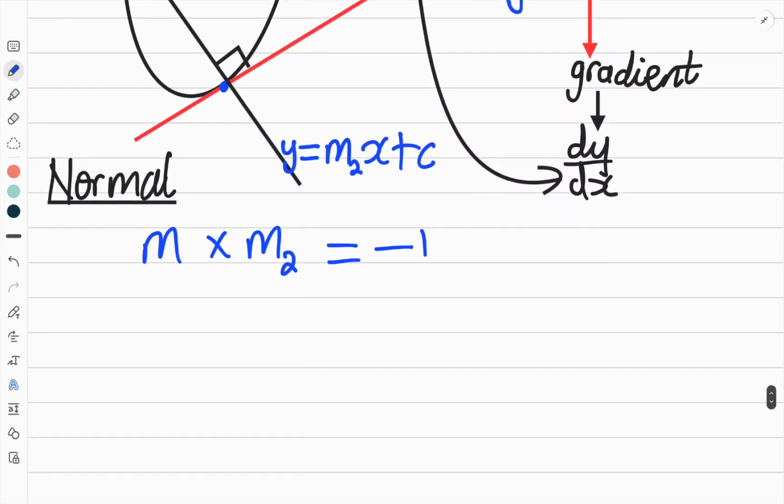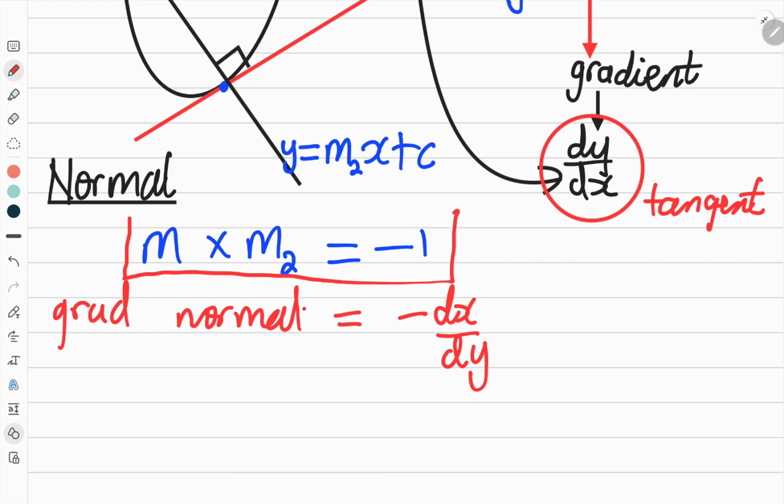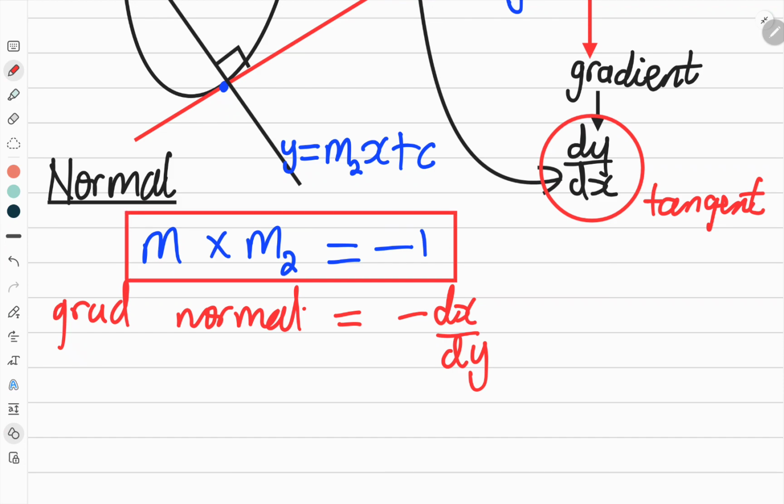So in our case now, we had highlighted that dy dx was the gradient for the tangent. So that would imply the gradient of the normal would be equal to negative dx dy. Right. Why is it like this? Remember, these two gradients are supposed to multiply and give us a -1, like that. So that's the tangent, that's the normal.